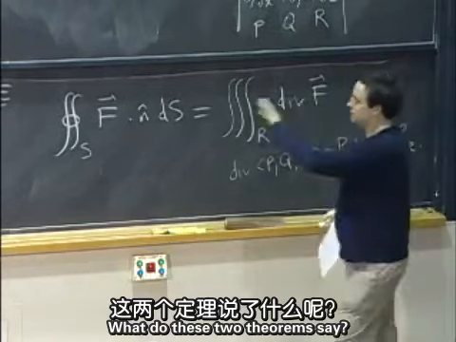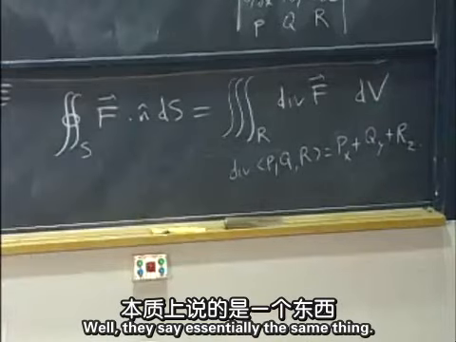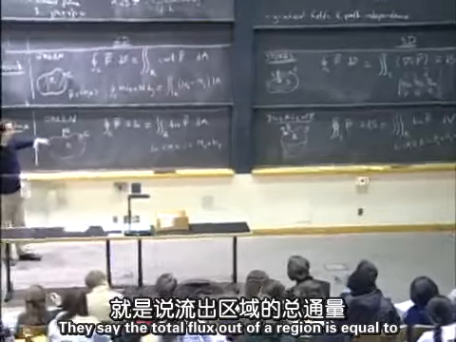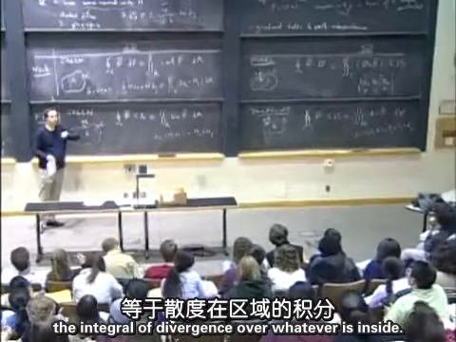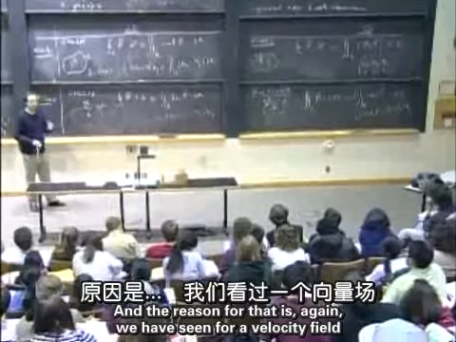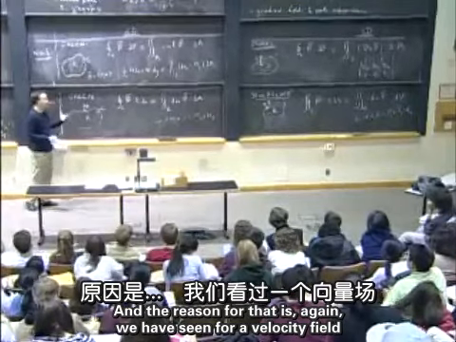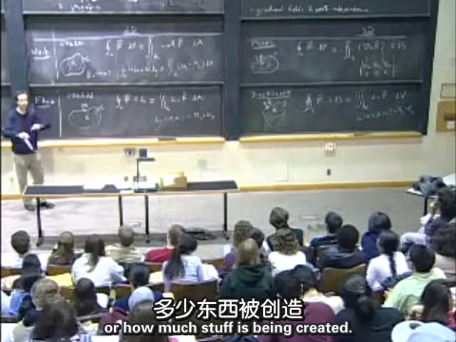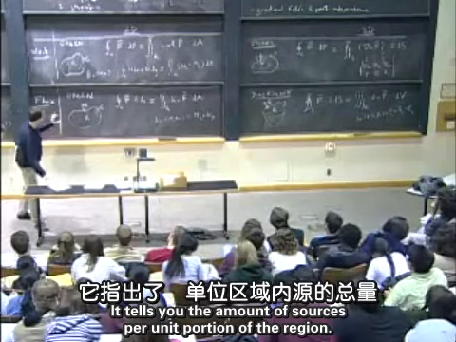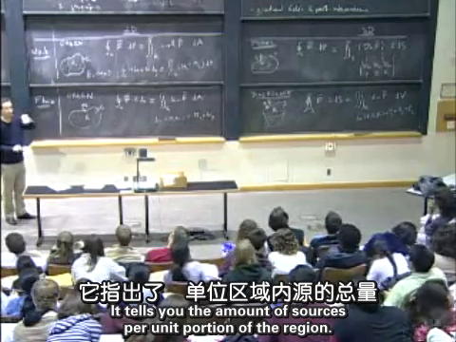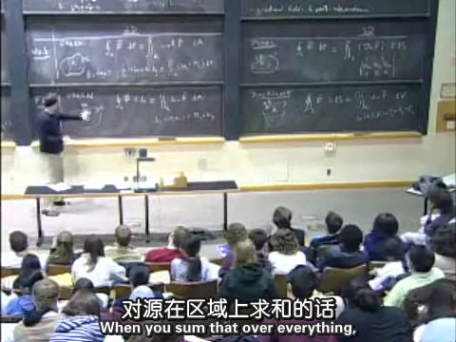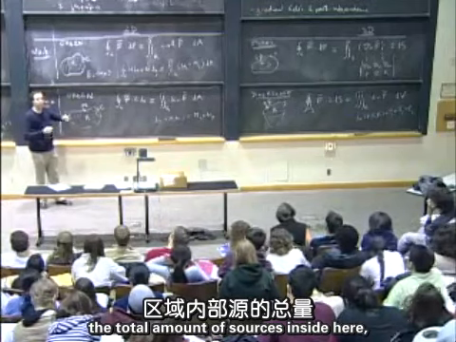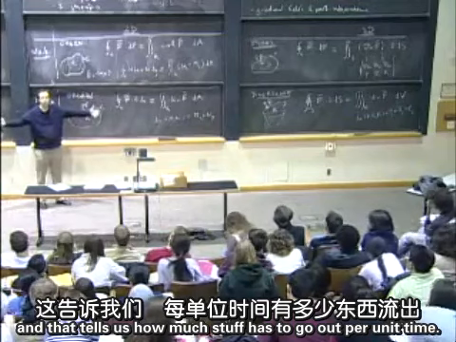So what do these two theorems say? Well, they say essentially the same thing. They say the total flux out of a region is equal to the integral of divergence over whatever's inside. And the reason for that is, again, we've seen for a velocity field, the divergence measures how much things are expanding or how much stuff is being created. It tells you the amount of sources per unit portion of the region. So when you sum that over everything, you get the total amount of sources inside here, and that tells us how much stuff has to go out per unit time.